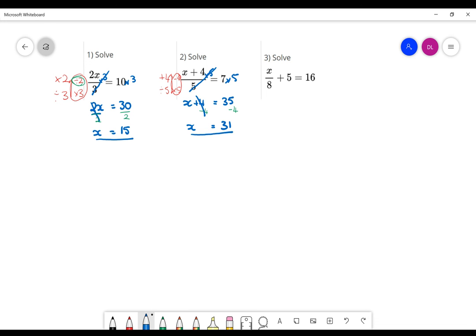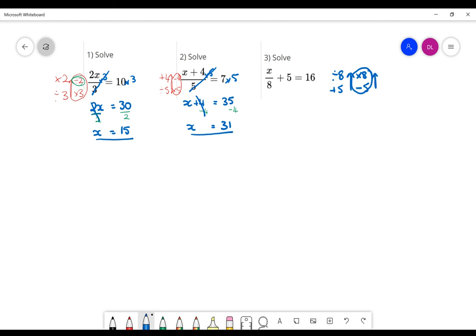When we look at number 3, same sort of ideas. There's 2 steps involved. This one says you've got your x value, you've divided by 8 first, and then you've added 5. We're going to go in the opposite direction. So the opposite of plus 5 is minus 5, and the opposite of divide by 8 is times by 8. So we're going to do this, but we're going to work in the opposite direction.